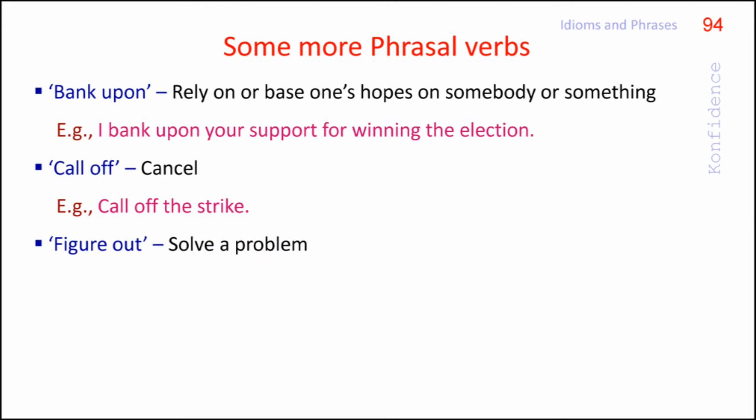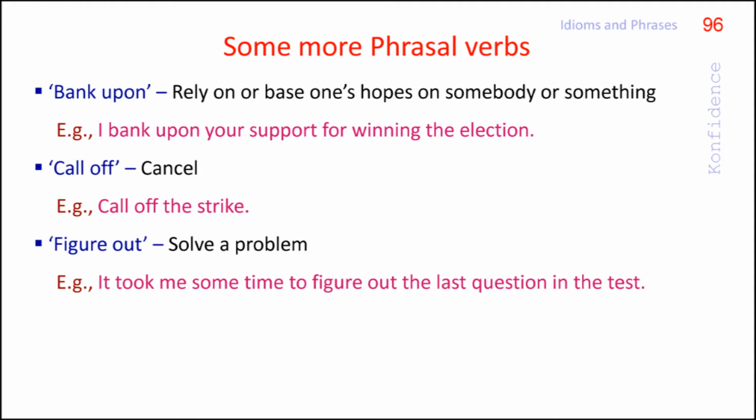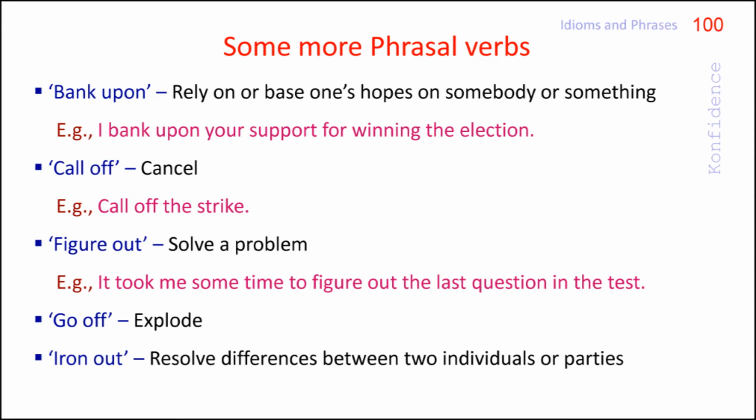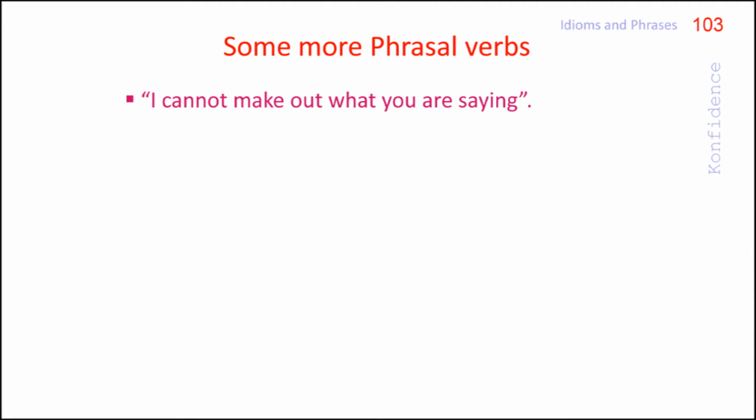When we figure out, we solve a problem. Example, it took me some time to figure out the last question in the test. Go off means to explode, especially bombs. Iron out means to resolve differences between two individuals or parties. When we let down someone, we disappoint them. Look at the sentence. I cannot make out what you're saying. Here, make out means to understand.